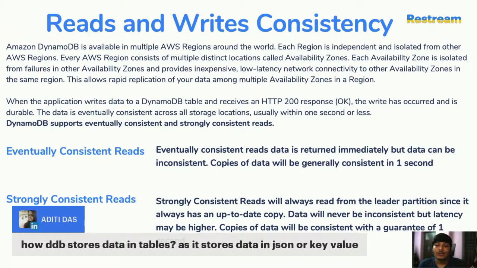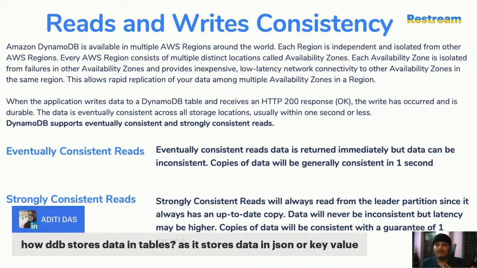Now what are strongly consistent reads? Strongly consistent reads will always read from the leader partition, since it always has the updated copy. So you have multiple copies that get replicated everywhere, but if you enable strongly consistent read, it reads from the primary one where you are actually writing, and returns from there, which guarantees the data is always updated. I mean you just have the latest data. Now the data will never be inconsistent, but latency will be higher.